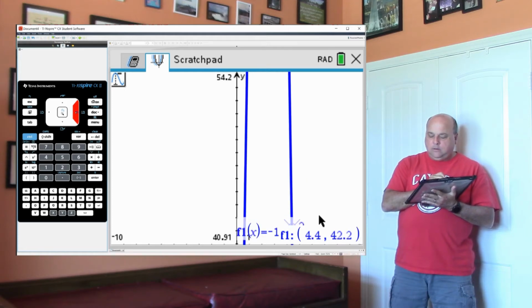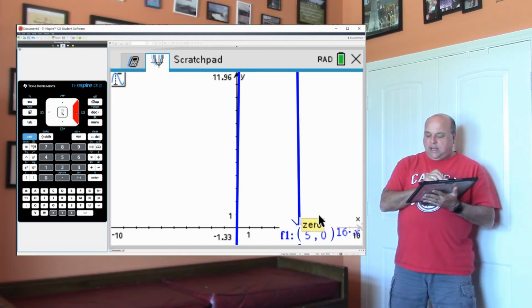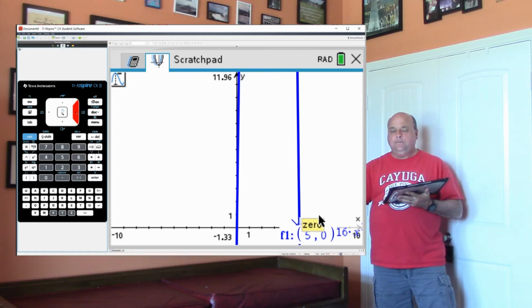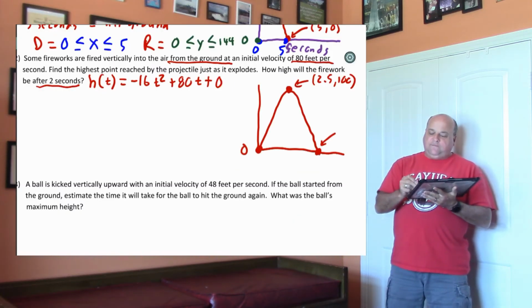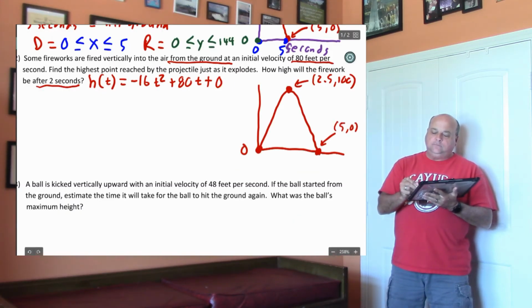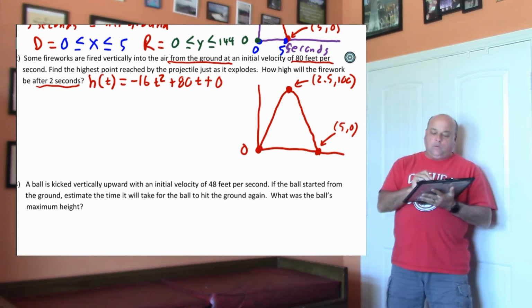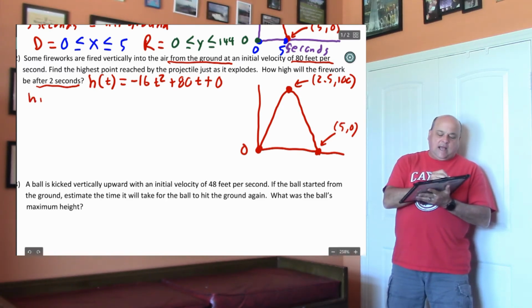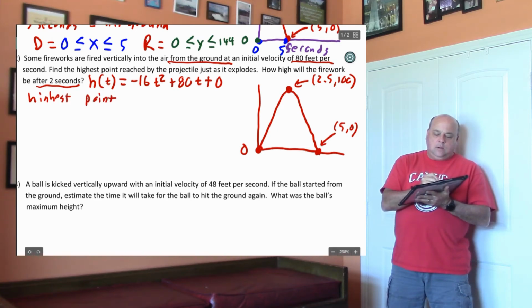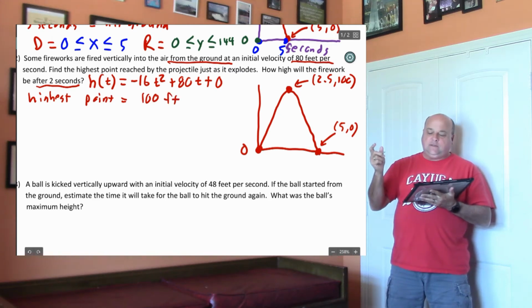At 5 it is 0. Okay? So at 5 it's 0 again. Now then, read the questions. Find the highest point reached by the projectile. The highest point equals 100 feet. That's your maximum height.